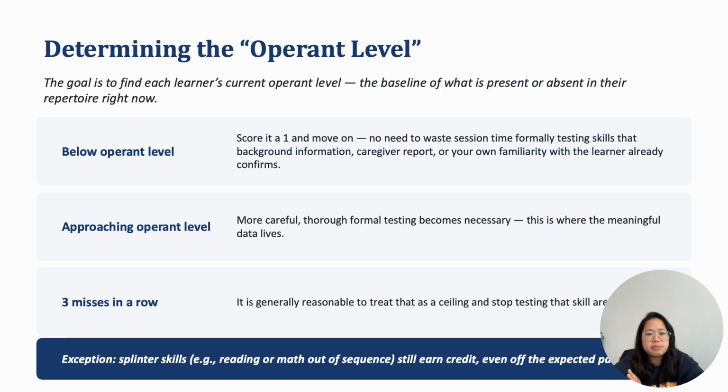And one exception worth remembering is splinter skills. For example, a learner might show a skill in reading, math, or whatever, that's completely out of step with the rest of their profile. Give them credit for it anyway, even though it breaks the pattern.